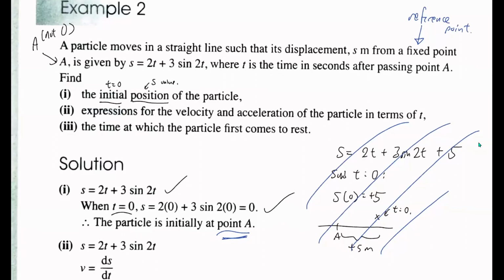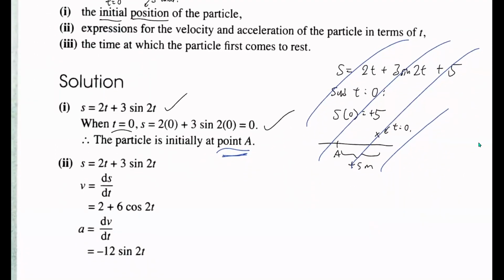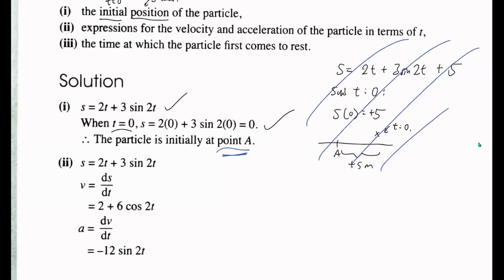Right, good. Moving on, part 2 now. Find the expressions for the velocity and acceleration of a particle in terms of t. Very simple, just differentiate. Reason is SVA: forward direction, differentiate. Backwards, then you integrate.